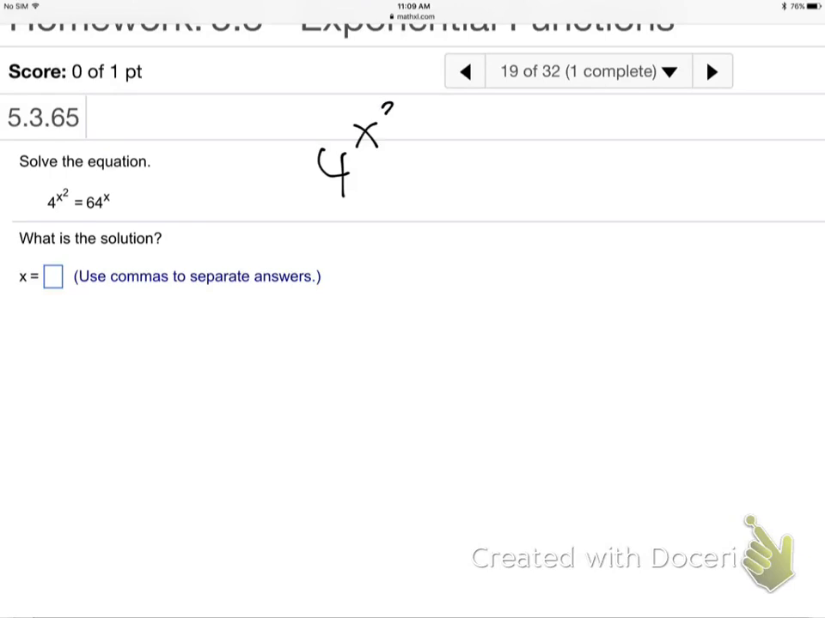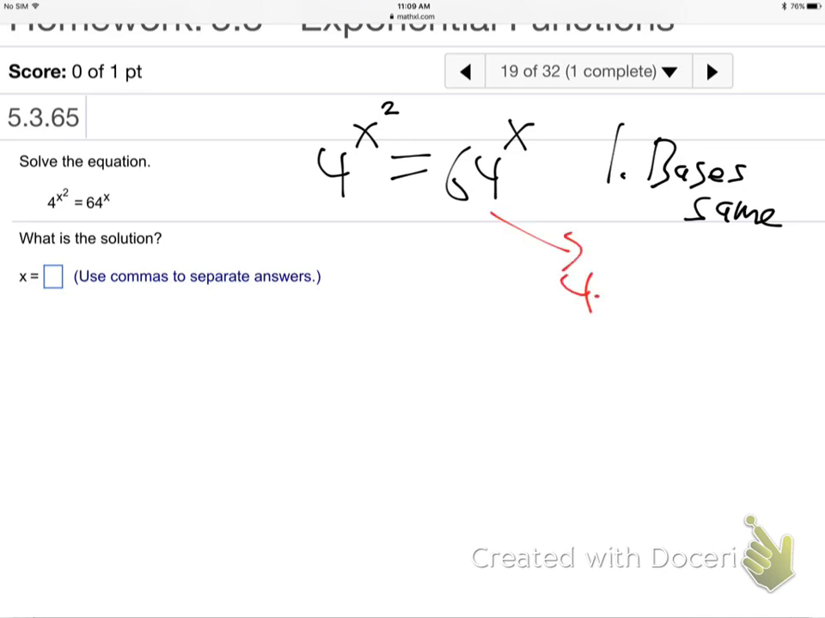So 4 to the x squared equals 64 to the x. Okay, so you know the steps. Step 1, base is the same. Should give that one a try. Make those two bases the same. As soon as you do, cut them out, set the powers equal. So use your calculator. 4 times 4 times 4 is 64, right?